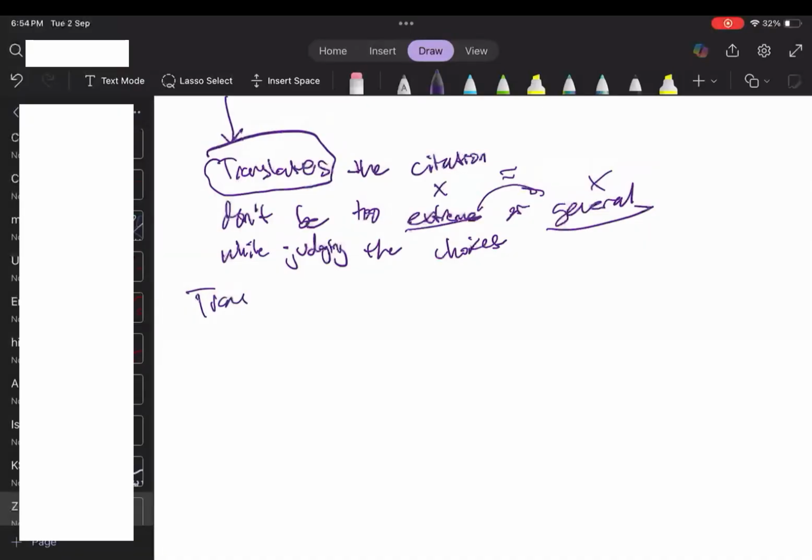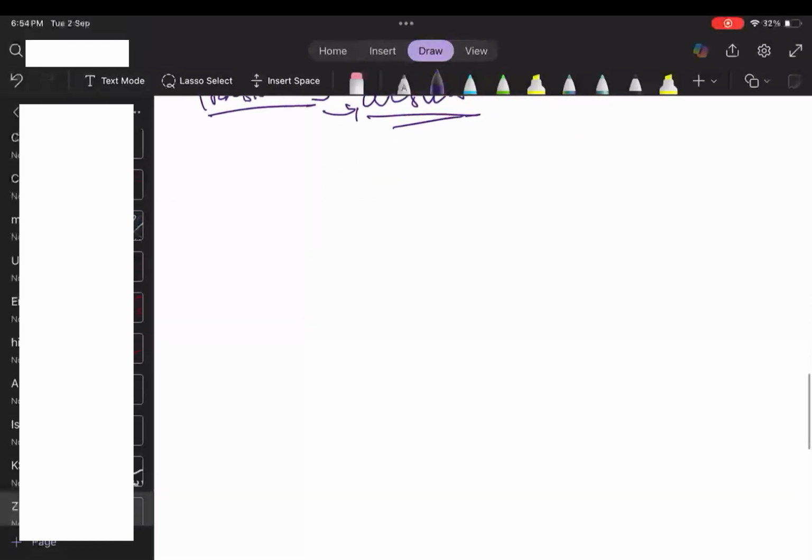And always remember that it translates the citation, but also answers the question itself. You might have two translations, but one doesn't even answer the question. Most importantly, after finding what translates, look for what answers the question itself. Okay.